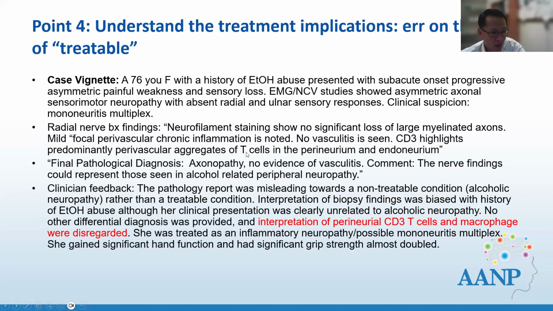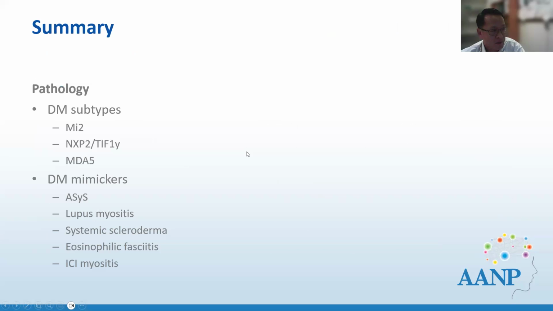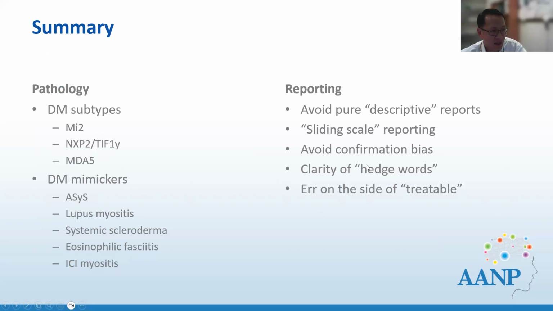Okay, so here's my summary slide of today. I covered the 5 dermatomyositis subtypes, which separate into 3 morphologic subtypes: perifascicular necrotizing myopathy, perifascicular atrophy, and near normal. And then I covered 5 differential considerations. And I also talked about some suggestions for how to write our pathology report.